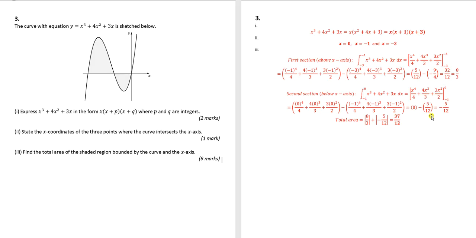And then if we want the total area, we have to positivize those numbers, essentially. We want the size of those two. So we're going to say the size of 8/3 is, of course, just 8/3. The size of 5/12 is 5/12, and the size of -5/12 is also 5/12. And when we add those together, we get 37/12.